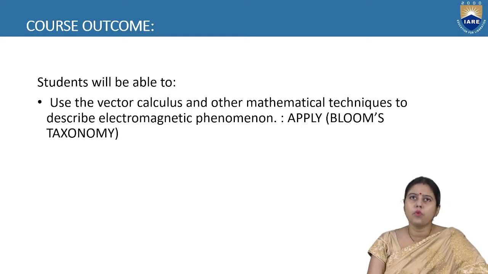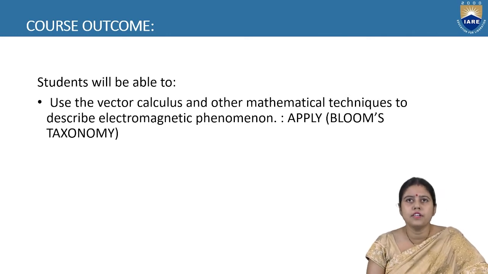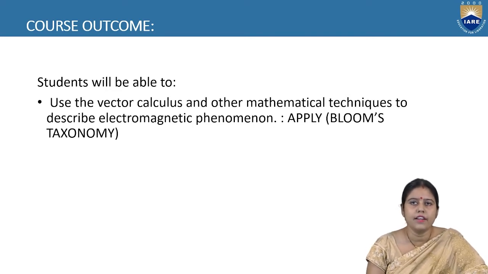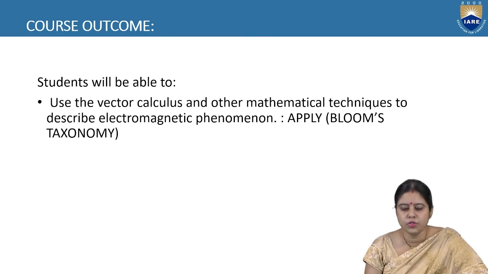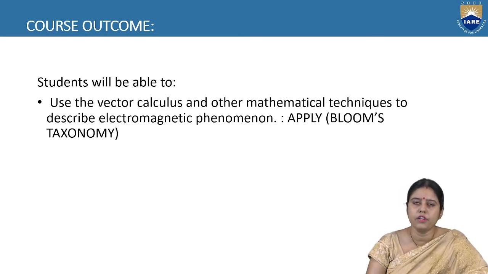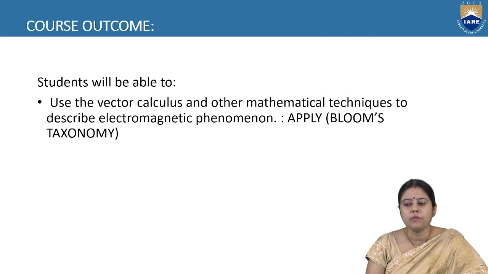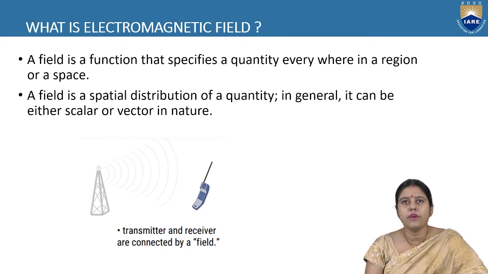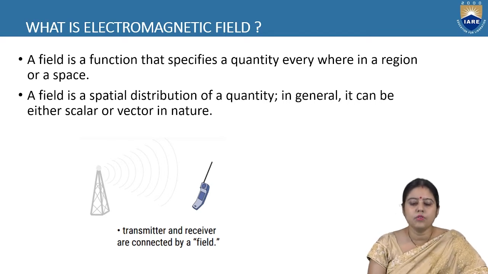So what is the course outcome? First we will discuss what we will study in this subject. Use vector calculus and other information and mathematical techniques to describe the electromagnetic phenomena. This is the course outcome of this subject, and according to Bloom's taxonomy, this comes under apply.